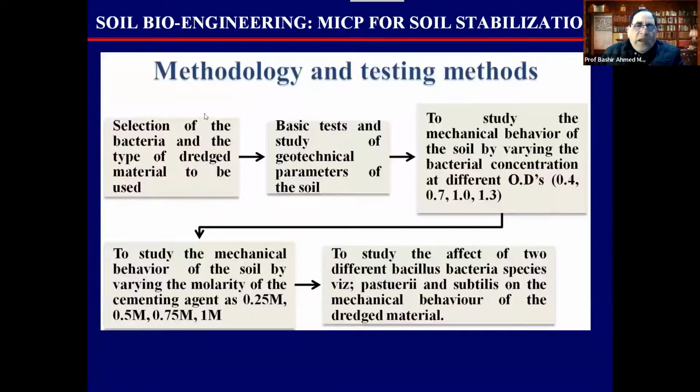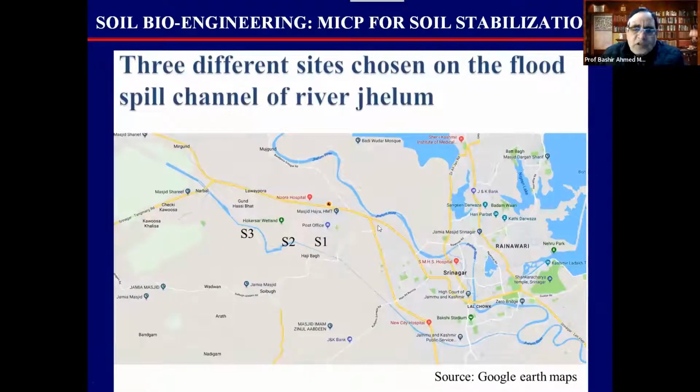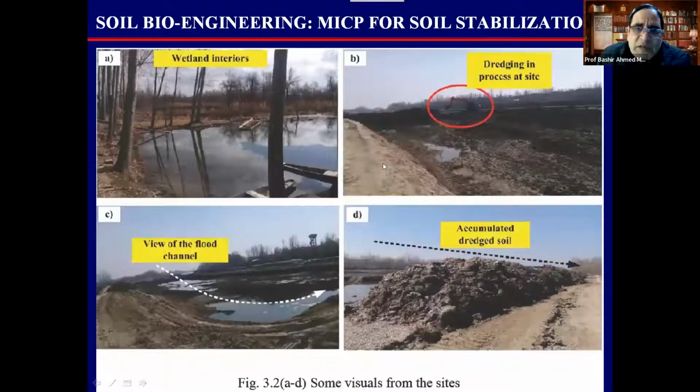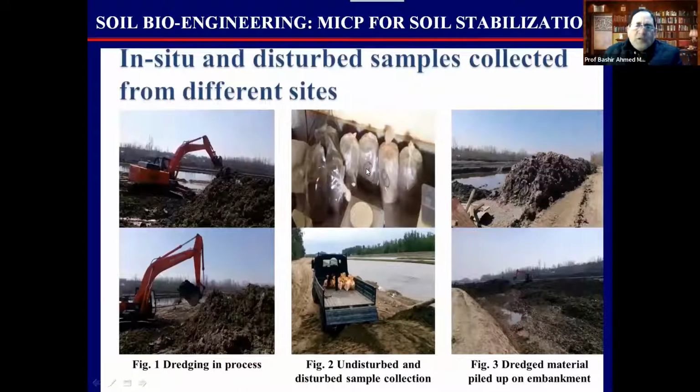soil samples. And the methodology is that we have chosen the bacteria, then some sample tests have been done so that we can choose the weakest soil, and then we add our program as per optical density and the molarity preparation. These are the soil sample sites where we collected the soil samples from, 3 collections near the Jhelum River, and these are some site photos. We have taken the soil. This is the collection of soil samples, disturbed and undisturbed soil samples.